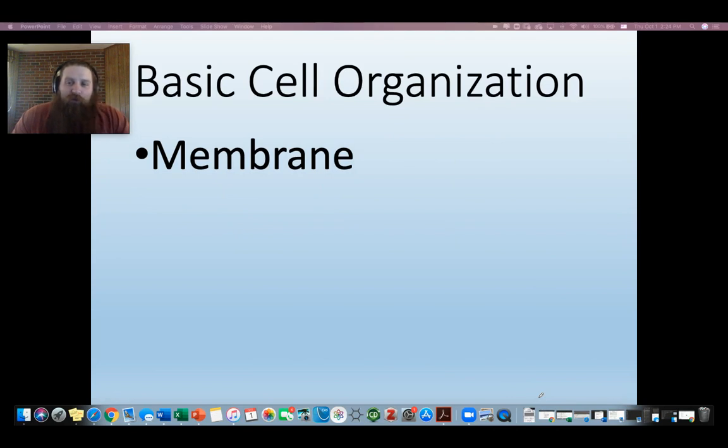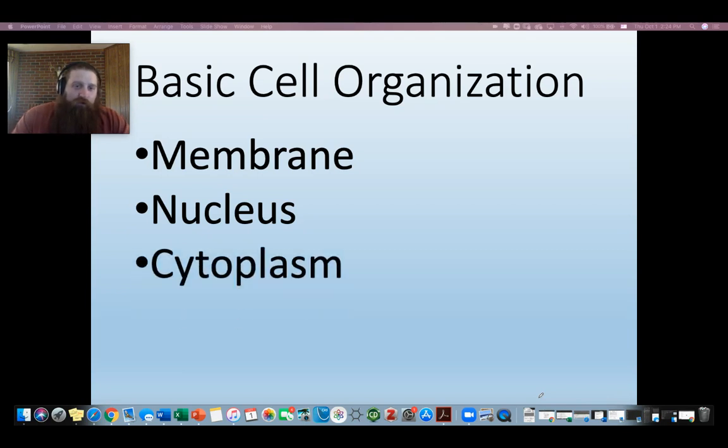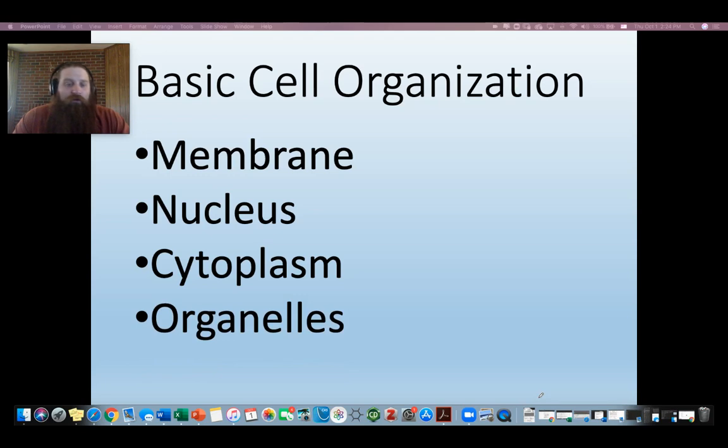The cell has 4 basic parts we should be able to identify just visually. The edge of the cell is the membrane. In the middle of the cell, somewhere roughly in the middle, is going to be the nucleus. It's going to be like a dark sphere, usually. There's the cytoplasm, which is the jelly that connects everything from the membrane all the way to the nucleus. And in the cytoplasm, you have the organelles.